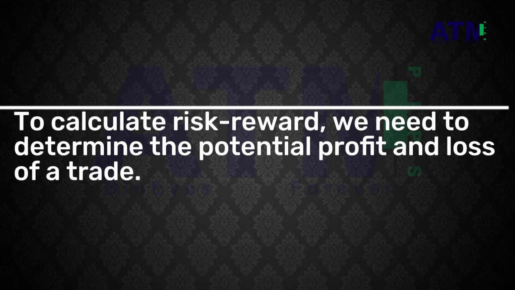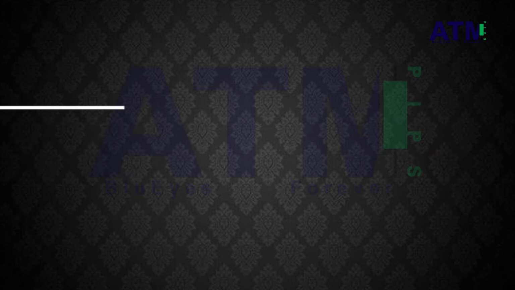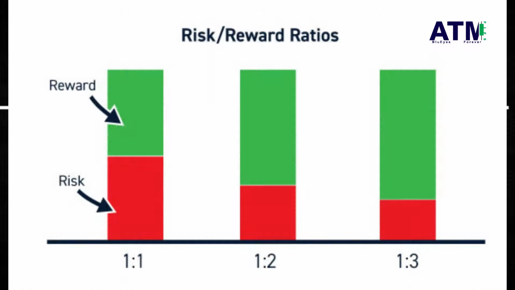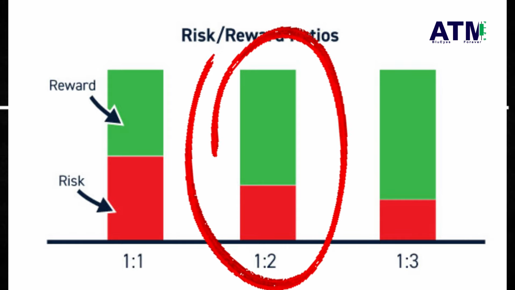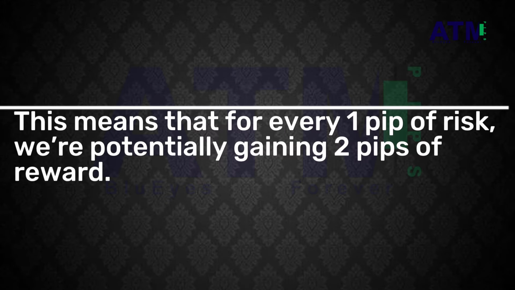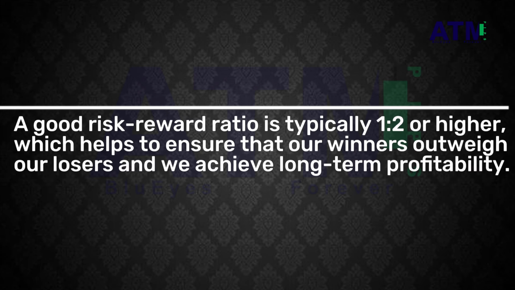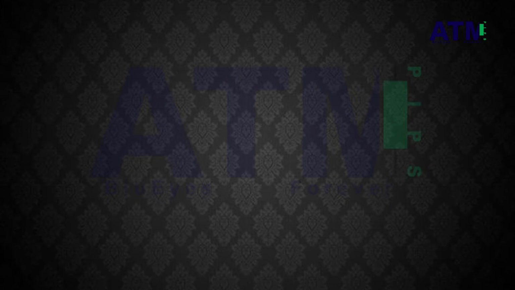To calculate risk reward, we need to determine the potential profit and loss of a trade. For example, if we are buying at a demand zone with a stop loss 50 pips below and our take profit is 100 pips above, our risk reward ratio is 1:2. This means that for every 1 pip of risk, we are potentially gaining 2 pips of reward. A good risk reward ratio is typically 1:2 or higher, which helps to ensure that our winners outweigh our losses and we achieve long-term profitability.